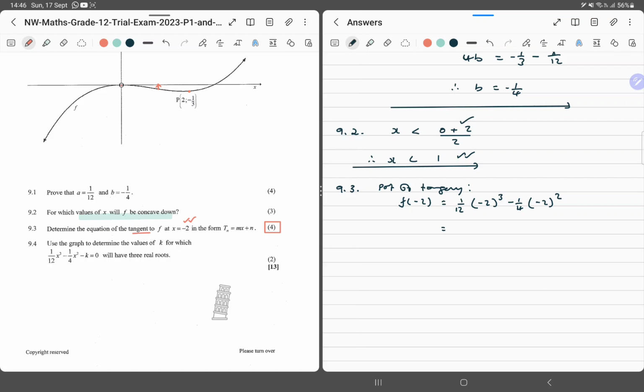1/12 to -2 cubed minus -1/4 into -2, that one squared. So this gives us -5/3, okay? Therefore, that point of intersection or tangency is going to be -2 and -5/3. We need that point, right? We definitely need that point.